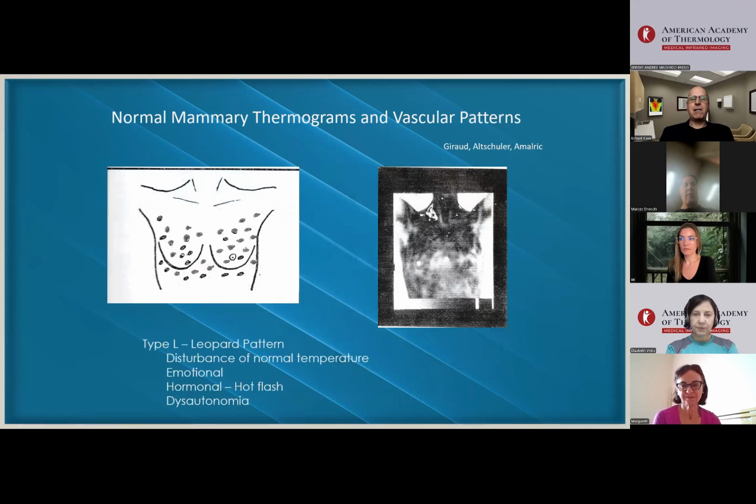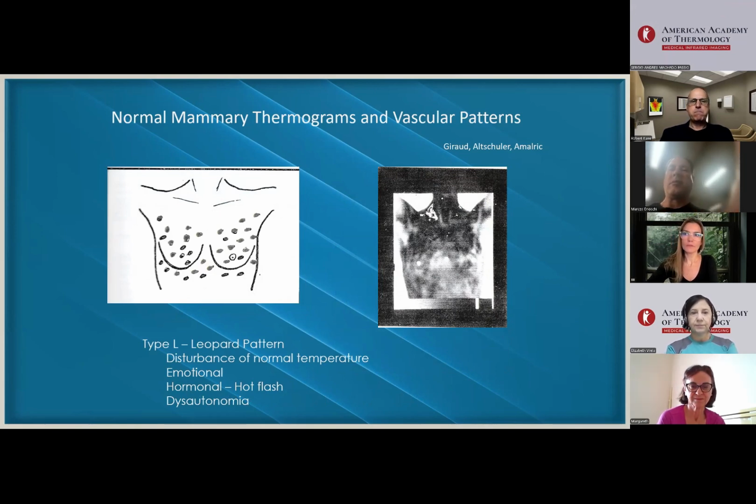There was a last designation that they made called type L, or leopard pattern. And I bring this up because many thermographers currently believe that this is the signal of estrogen. I'm not quite sure I agree with it, because in the leopard pattern we get this mottled appearance where we get hot spots, and you can see over here, not only do we have the heat, but we also have kind of blurring of the surrounding tissue.